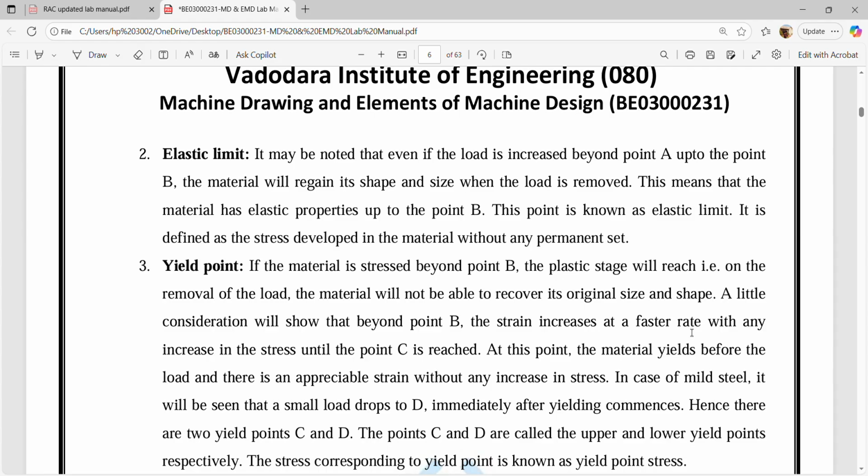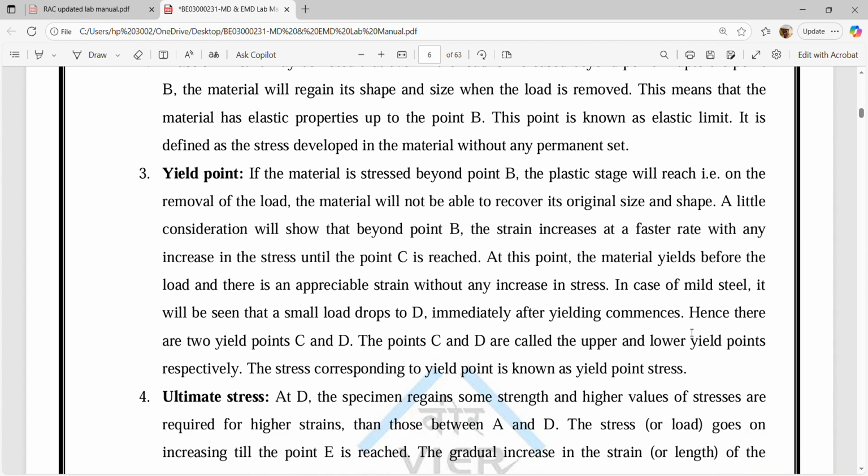In case of mild steel, it will be seen that a small load drops to D, capital D, immediately after yielding commences. Hence, there are two yield points, capital C and capital D. The points capital C and capital D are called the upper and lower yield points, respectively. The stress corresponding to yield points is known as the yield point stress.